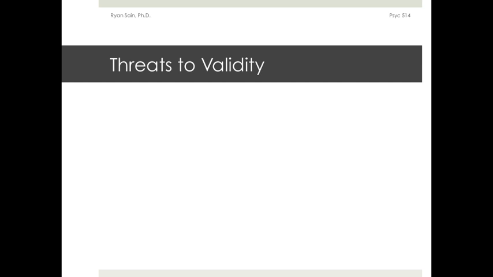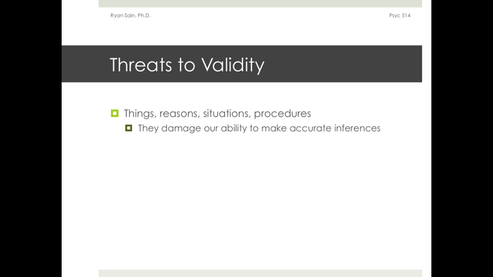All right, let's look at threats to validity. Now, these are the things that are evil, right? These are things, reasons, situations, procedures, events, whatever. They're anything that can happen that can damage our ability to make accurate inferences. These are the enemy, right? So we seek to remove them.